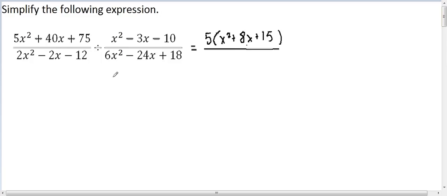Next, let's take a look at the polynomial in the denominator. 2x squared minus 2x and minus 12. These three terms have a factor of 2 in common, so I'll go ahead and factor that out from this polynomial. And we are left with x squared minus x minus 6. Now we're going to change the division sign to a multiplication sign, and we're going to write this polynomial here in the denominator and bring it up to the numerator.